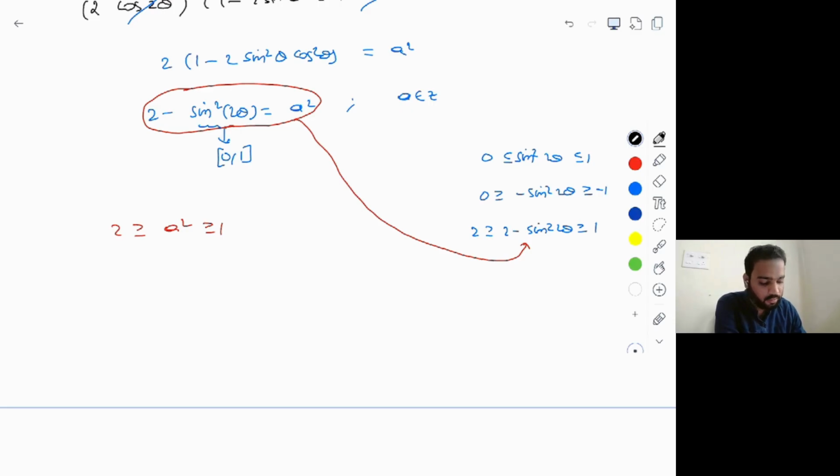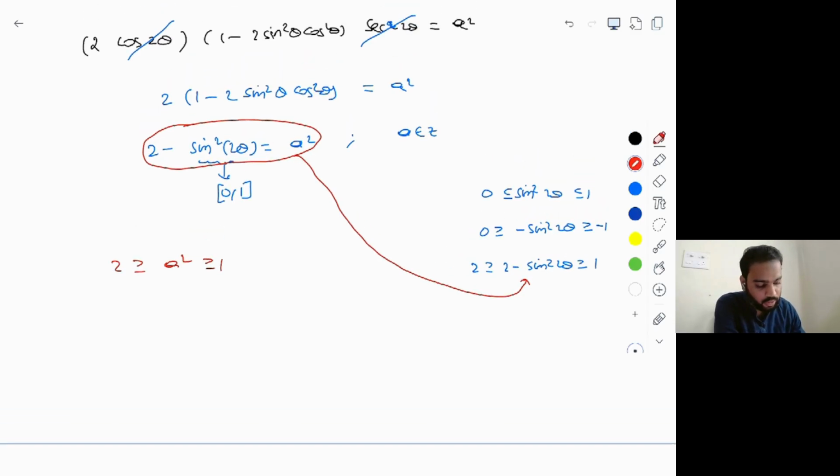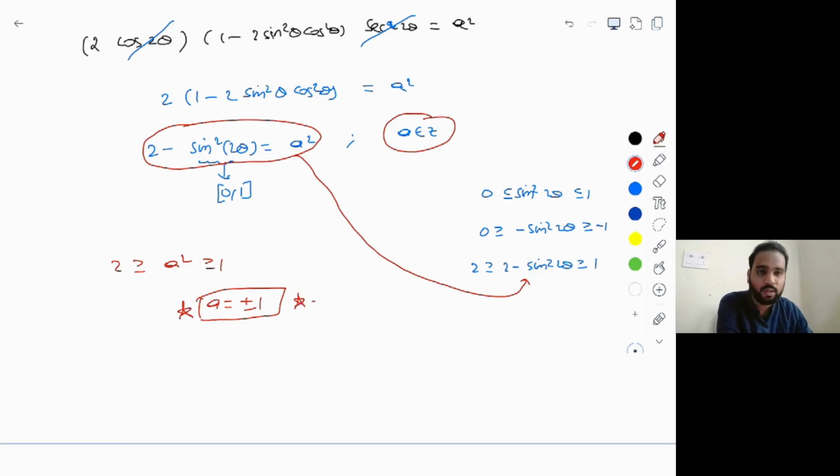Moreover, what is a here? Very important thing: a belongs to integers. So if a belongs to integers, what is the only possibility here? I can say that a = ±1 is the only possibility, because those are the only integers which will satisfy this inequality. No other value will satisfy. 0, 2, anything will not satisfy.